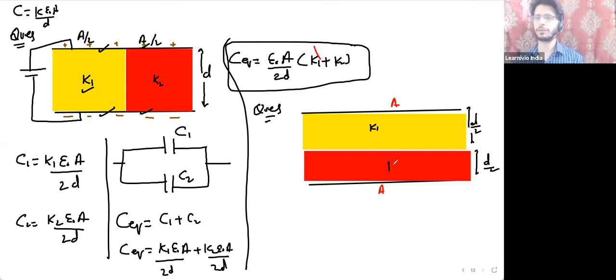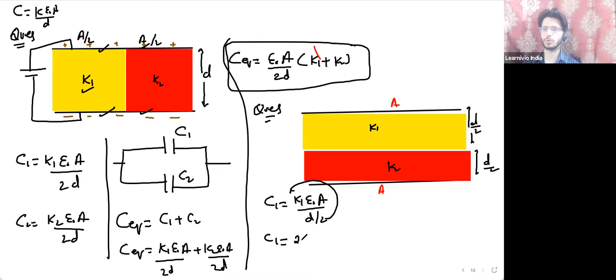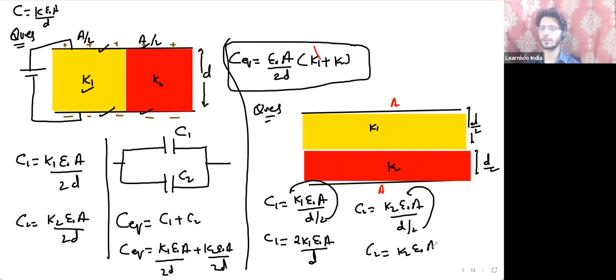Dielectric constants K1, K2. So again, you have two capacitors. C1 is K1 epsilon naught, area is A, but separation is d by 2. Take this 2 to the numerator and you will get C1 is 2 K1 epsilon naught A by d. Similarly, I can write C2 as K2 epsilon naught A by d by 2. This 2 will come to the numerator and you will get C2 is 2 K2 epsilon naught A by d.